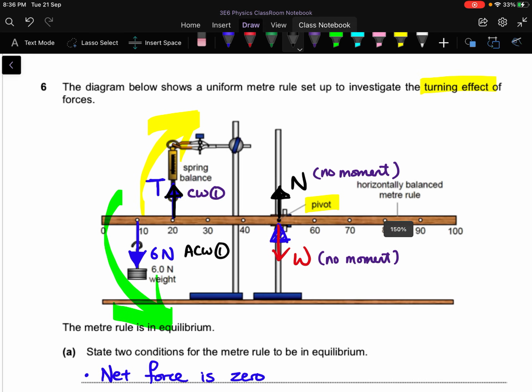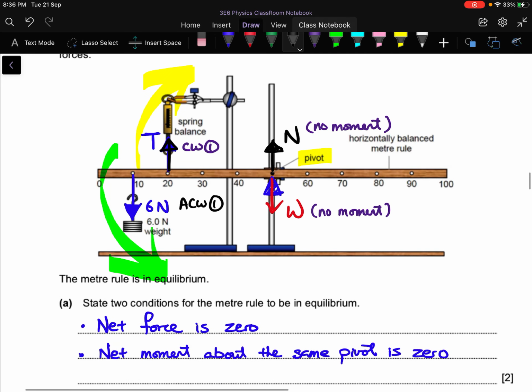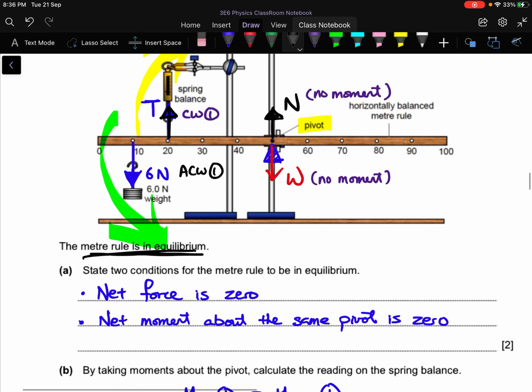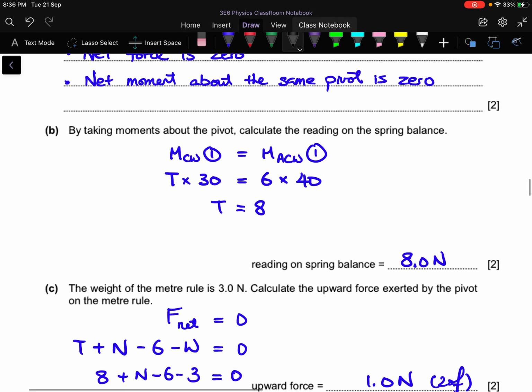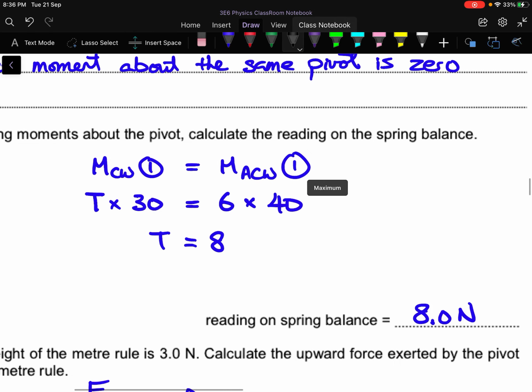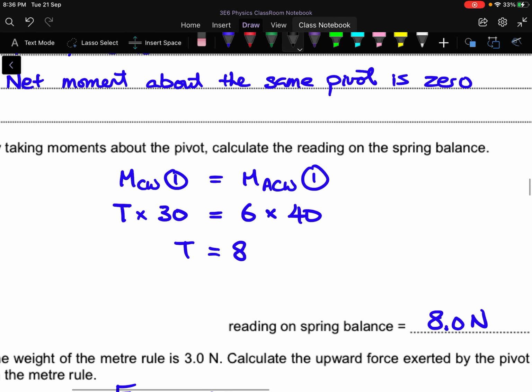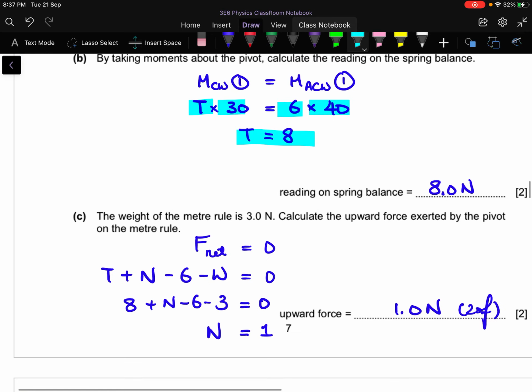And because the question says that the ruler is at equilibrium, that means it is balanced, we can then say that, if they are balanced, then the clockwise moment must be equal to the anti-clockwise moment, right? Then after that, you just expand it to force times distance, you'll be able to find the spring balance reading. So remember 2SF.